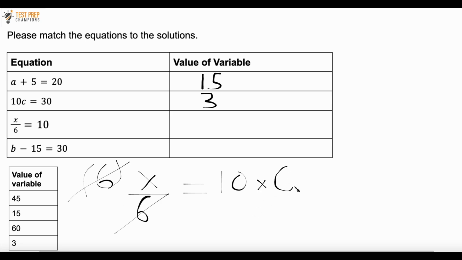So I'm going to come over here and multiply by 6 on this side. So I'll see that x equals 60. So the answer that goes in the blank here is 60. So let me clear this out of the way.